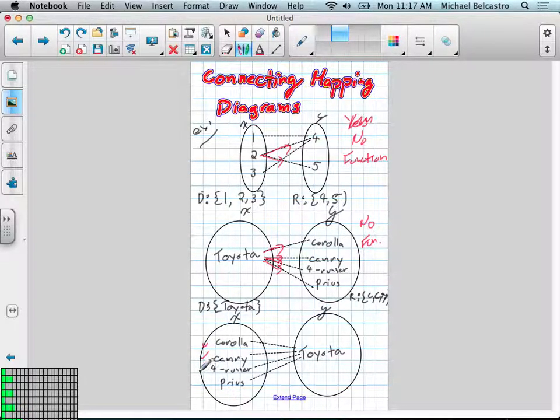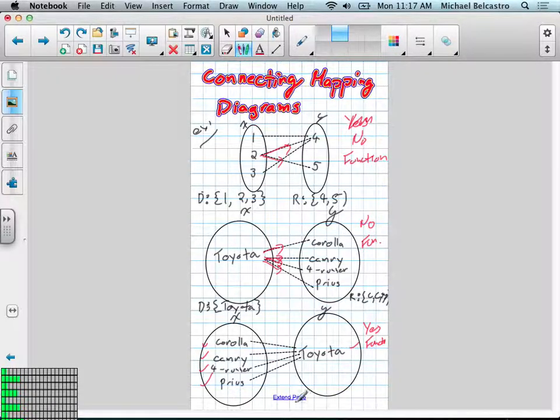Yeah, Corolla, Camry, 4Runner, Prius. And our range would be Toyota, just Toyota. Would this be a function? Yes. They can all have the same y value, but there's a different x value for all of this. So this would be a function. So we would say yes, a function.